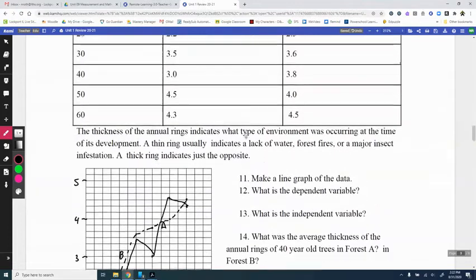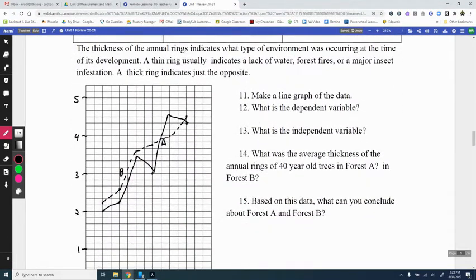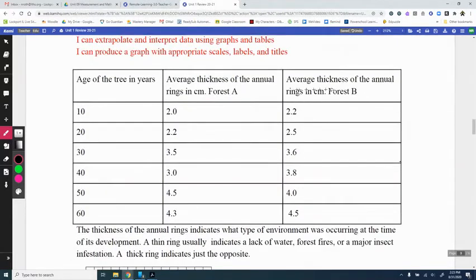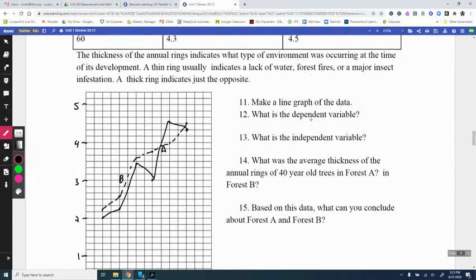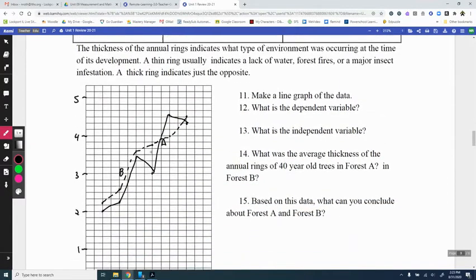Okay. So that is our graph for that. Okay, so that takes care of number 11. What is the dependent variable? So our dependent variable, again, is our results, right? So our dependent variable is going to be the average thickness of the annual rings, whether it be forest A or forest B, it's just the annual thickness. The independent variable is how many years it takes, because we make a measurement at each 10-year interval. So we are controlling that.